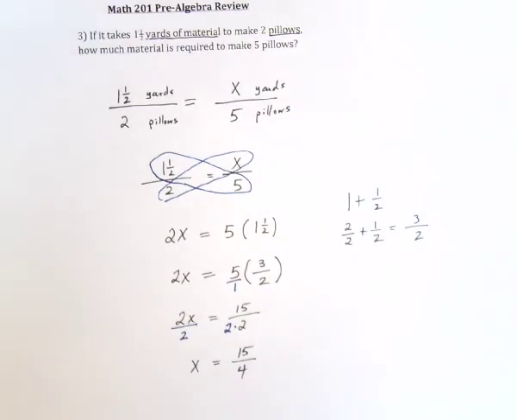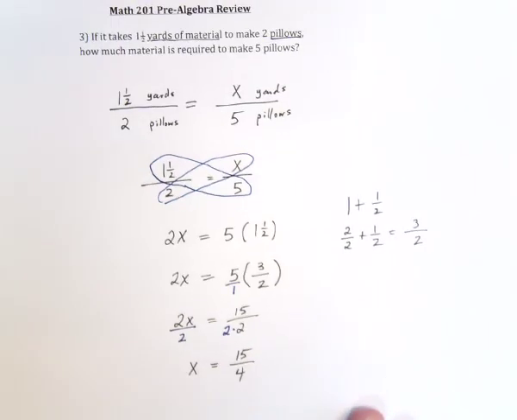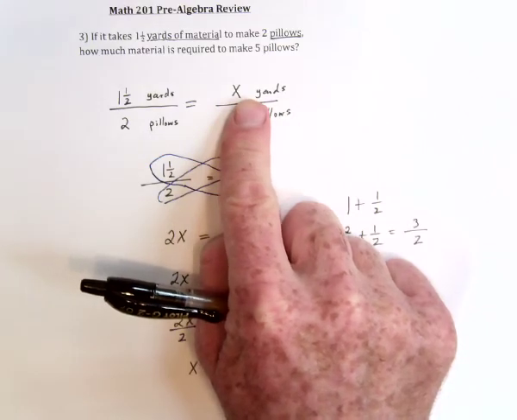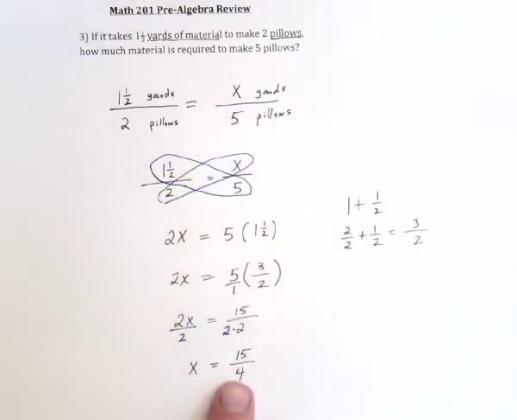Now we got a little more work to do, because if I were to go to my grandma and ask her to sew 15 fourths pillows, she would probably just throw a pillow at me. We got to figure out how many pillows would that... Oh, wait a second, that's not pillows, that's... Good thing I wrote it down. X is standing for yards of material. So 15 fourths of a yard.